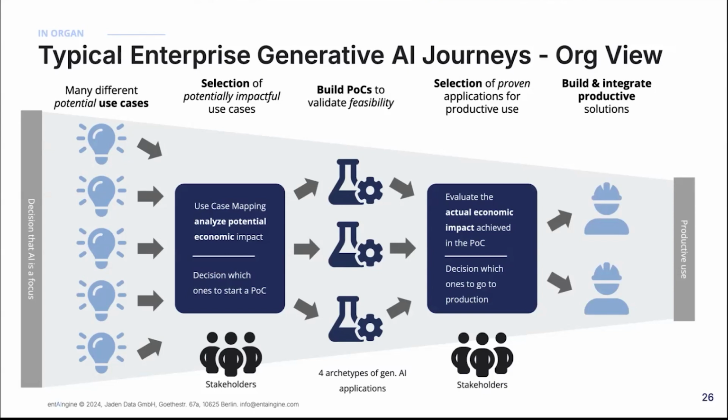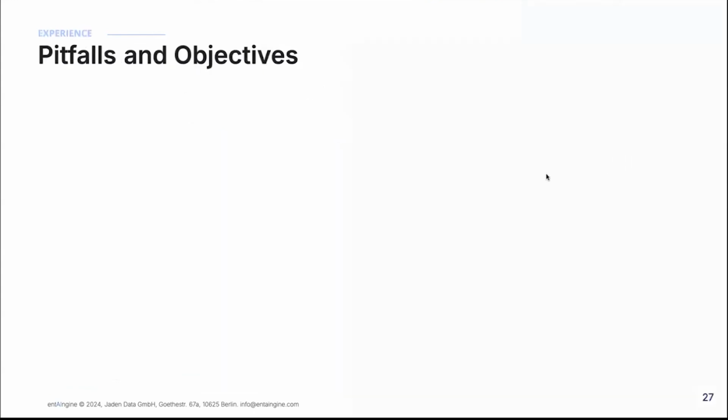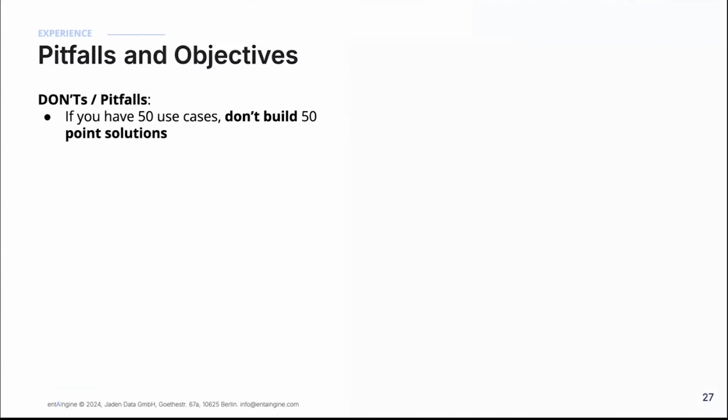And this is where we have to then integrate the proof of concept, get it to a next level of maturity into a productive system with all that is to it. And then we finally reach productive use in that case. So, let me now tell you a little bit about the pitfalls that I have seen in this thing.